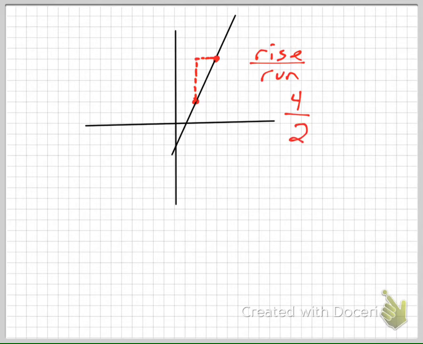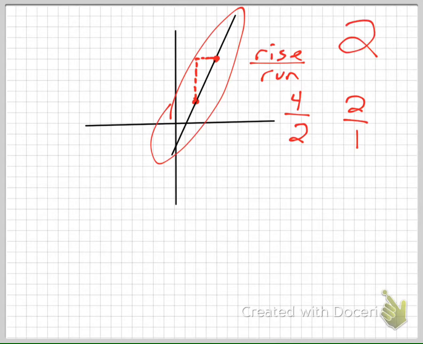Can that be reduced? Yes. 4 over 2 is not 1/2. It's 2 over 1, right? It's 2 over 1, which reduces to 2. The slope of this line here is 2. Does that make sense? If you put 2 over 1, you're not wrong, but that's not how you would write something over 1. You make it a whole number. The slope of that line is 2.